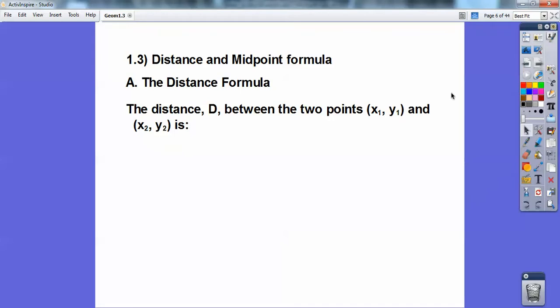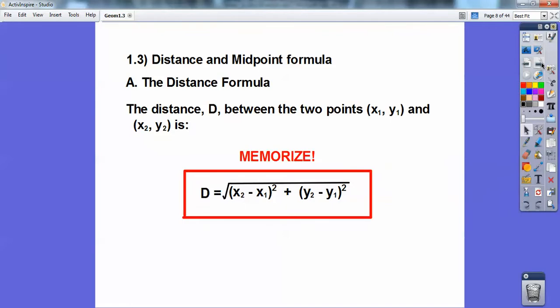So the distance between 2 points x1, y1 and x2, y2 is this formula, you guys. The square root of, inside you subtract the x's, x2 minus x1 squared plus y2 minus y1 squared, and put that in your memory book. Again, you're going to use it, so the earlier you can memorize this, the better. I'd write it down 5 times, and that'll help you memorize it.